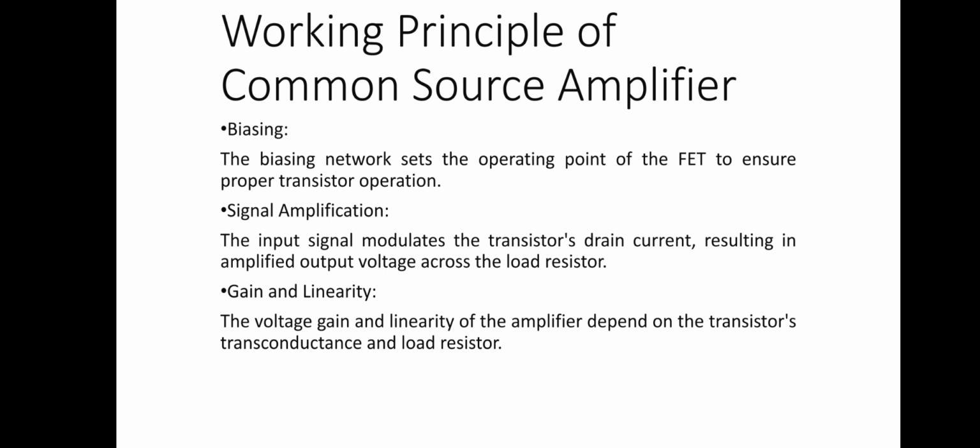Working principle of common source amplifier. Biasing: the biasing network sets the operating point of the FET to ensure proper transistor operation. Signal amplification: the input signal modulates the transistor's drain current, resulting in amplified output voltage across the load resistor. Gain and linearity: the voltage gain and linearity of the amplifier depend on the transistor transconductance and load resistor.